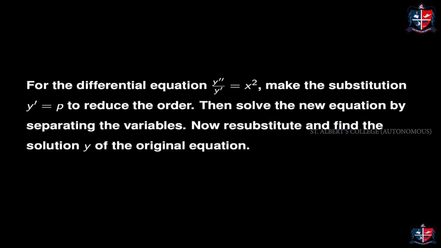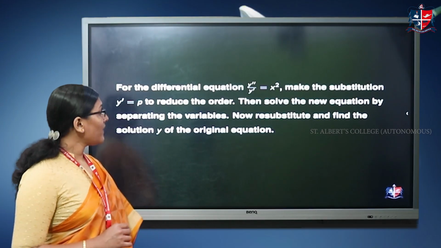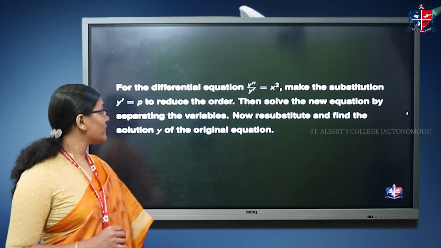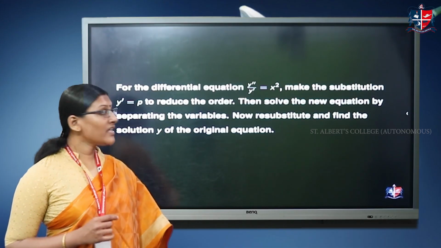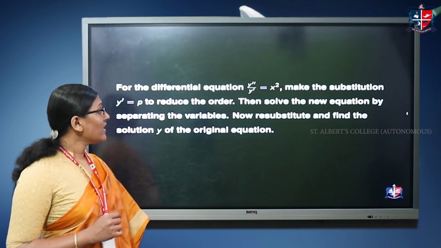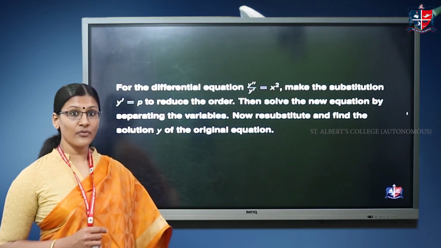For the differential equation y double dash minus y dash equal to x square, make the substitution y dash equal to p to reduce the order. Then solve the new equation by separating the variables. Now resubstitute and find the solution y of the original equation.